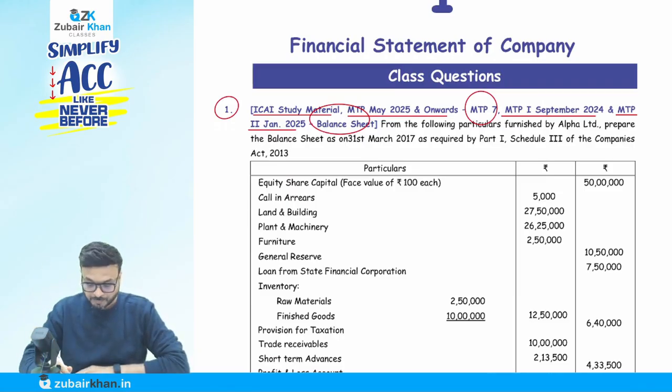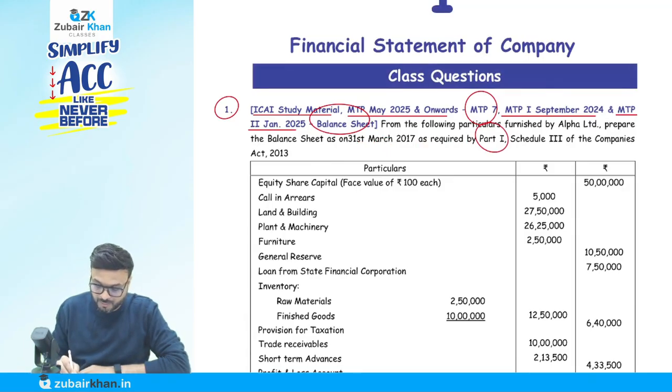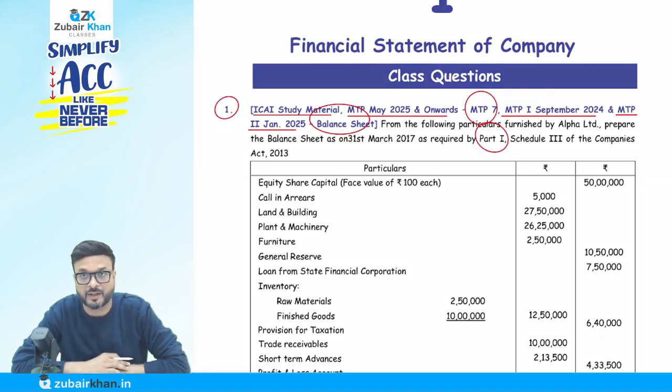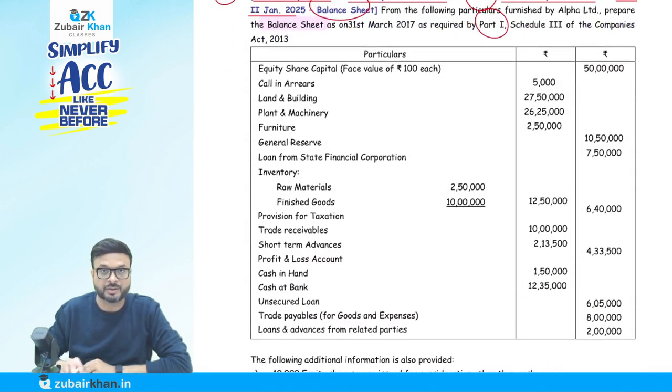Okay, now from the following particulars furnished by Alpha Limited, prepare the balance sheet as on 31st March 2017 as required by Part 1. So what does Part 1 cover? We cover the balance sheet in Part 1, Part 1 of Schedule 3 of the Companies Act. So they ask us to prepare only the balance sheet.